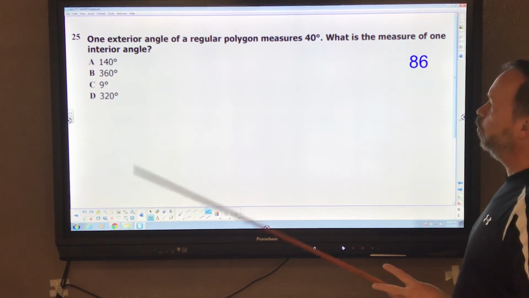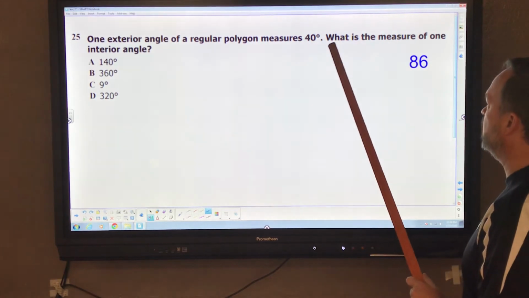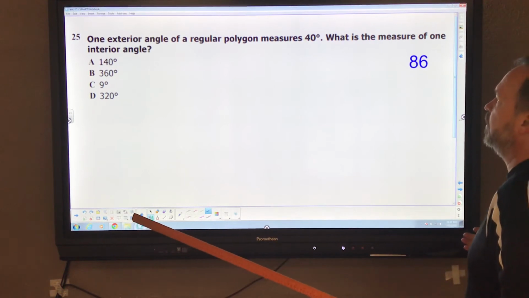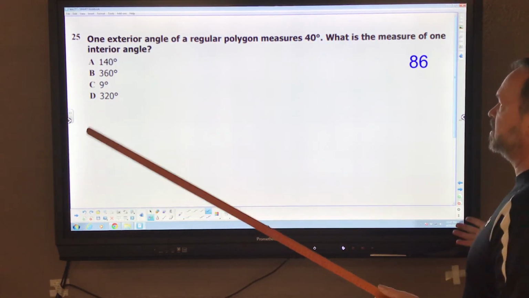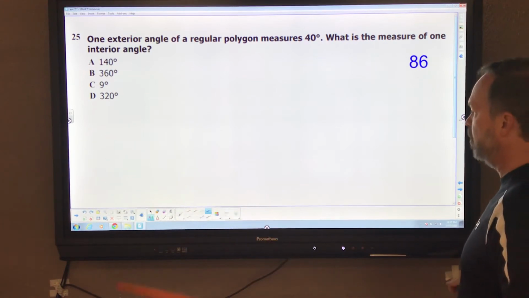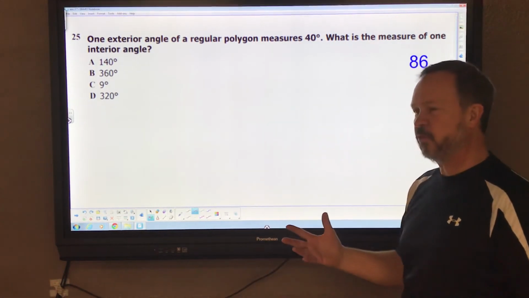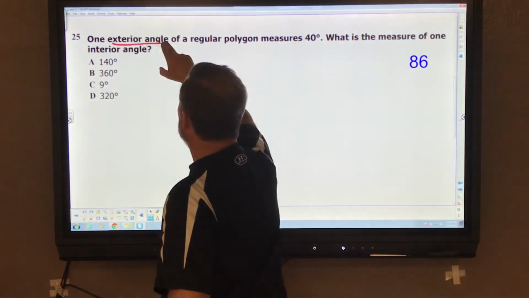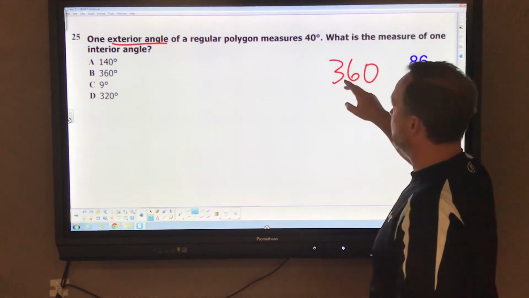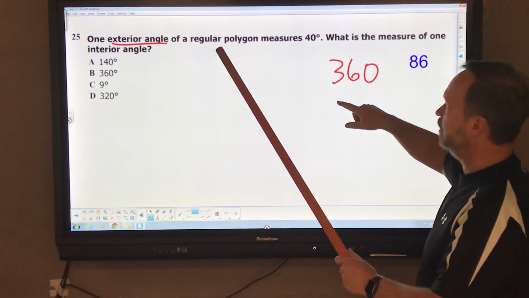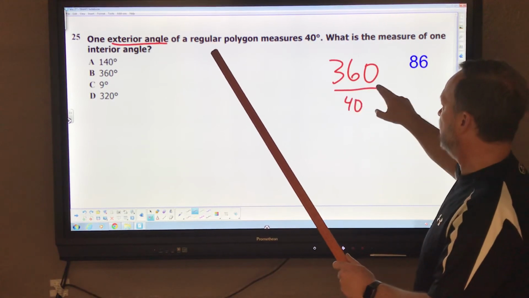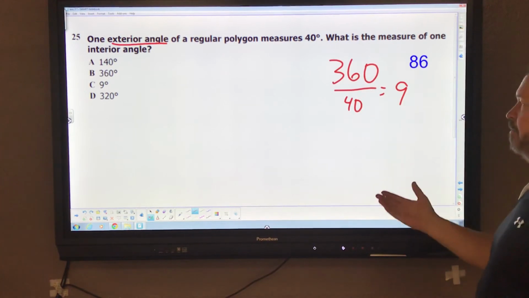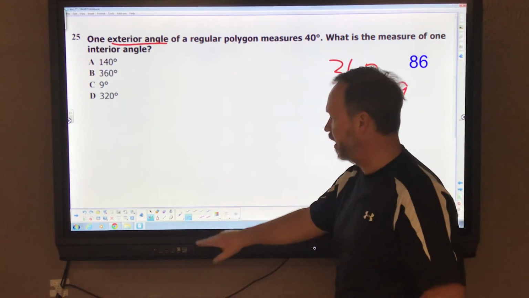Not really. One exterior angle of a regular polygon measures this. What is the measure of one interior angle? Well, the key question here is, what kind of gon is this? How many sides are there? This is very similar to the previous question as far as the major concept, because we're talking about exterior angles. Since it's going to be 360 all the way around, and all of them are equal because this is a regular gon, you find out you're talking about a nonagon. There's 9 sides.